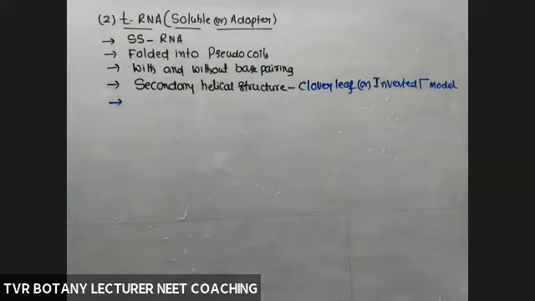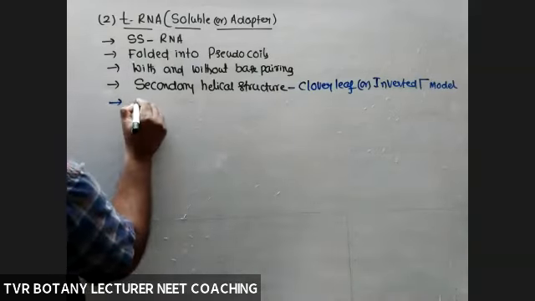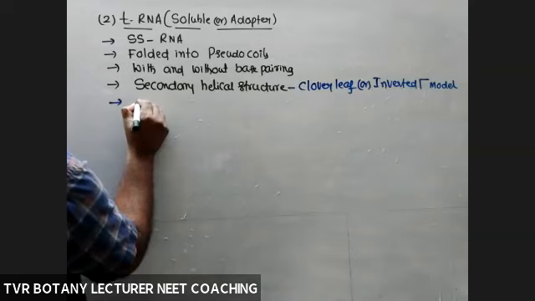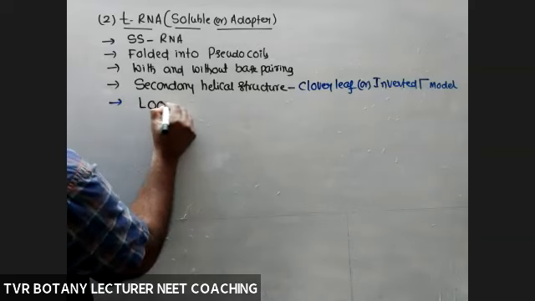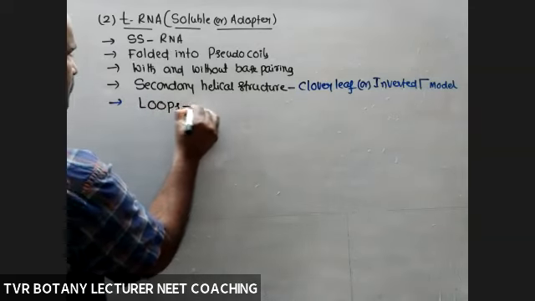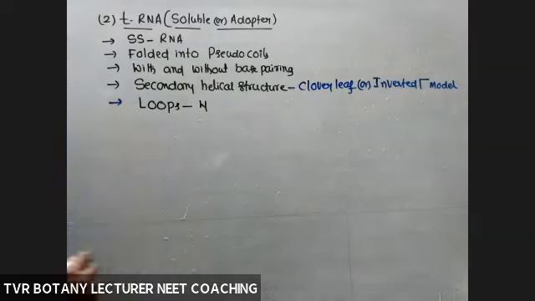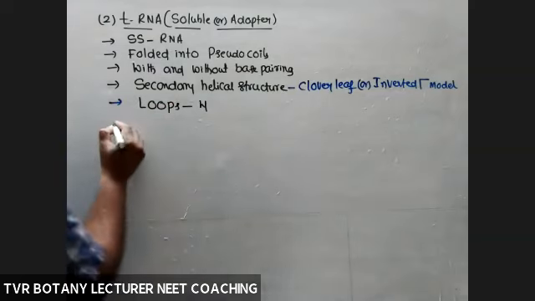Next, a very important thing. What about the total number of loops? Loops means coils. Loops: 4. Loop 1, 2, 3, 4 loops are present. One is incomplete. Leave it, don't worry about it.